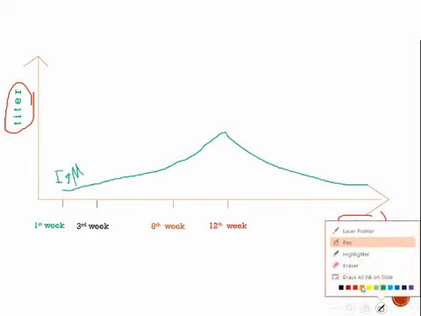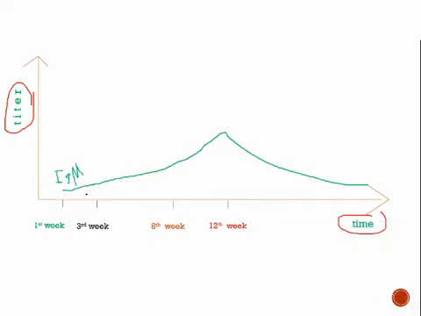Now, when it comes to the IgG antibodies, they are formed starting from the 3rd week, and they peak at the 8th week, and then they continue. Their titer does not decrease. Okay, so this is the IgG.